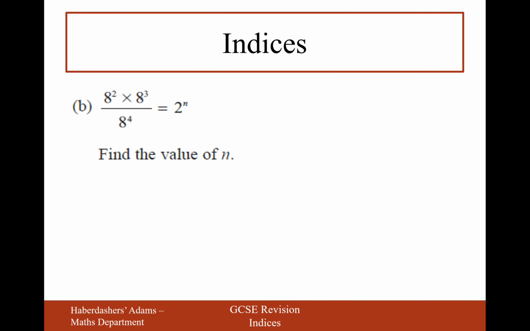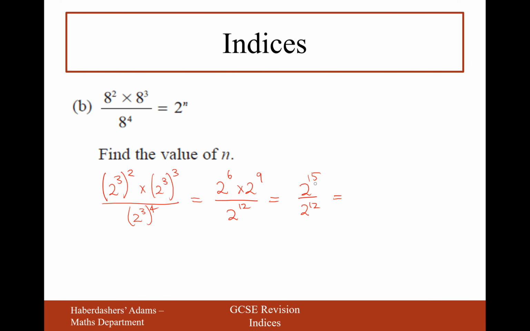Okay, so in this question, let's first of all rewrite the 8s as 2 cubed. So it would be (2 cubed) squared times (2 cubed) to the power of 3 all over (2 cubed) to the power of 4. Let's now simplify all of our indices here. It's going to be 2 to the 6 times 2 to the 9 divided by 2 to the 12. So let's add the indices on the top, 2 to the 15 over 2 to the 12, and subtract our indices now because they are dividing, so it will be 2 to the power of 3, so therefore n equals 3. And there we are, that's the answer for this question.